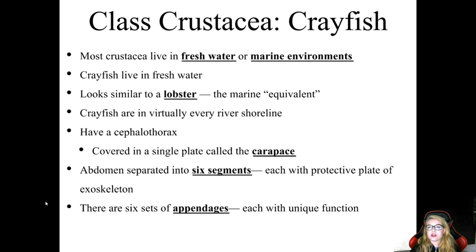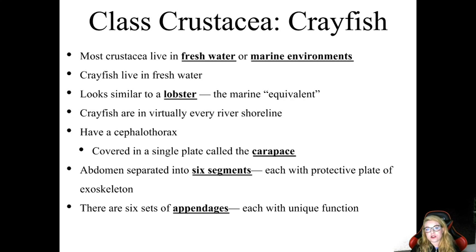Okay, and so the crayfish comes from phylum Arthropoda, but from class Crustacea. So you've heard people say lobsters and crayfish and stuff are crustaceans. That's because they belong to class Crustacea. So most crustacea live in freshwater or marine environments. Crayfish specifically live in freshwater environments. So that's one of the big differences between them and a lobster. They look very similar to the lobster, but the lobster would be the marine equivalent of the crayfish.